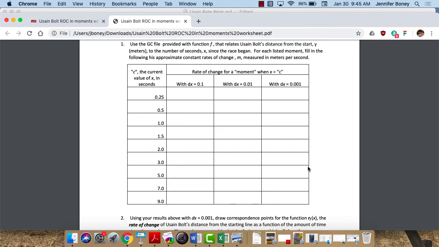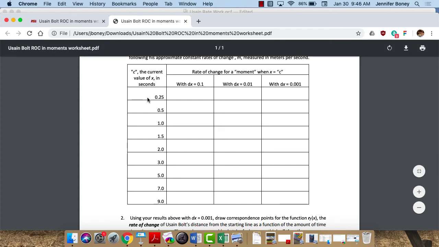of these. Maybe, let's see, how many rows do we have? 1, 2, 3, 4, 5, 6, 7 rows. 1, 2, 3, 4, 5, 6, 7. Well, I've got 8 of these. So how about everybody do 0.25.